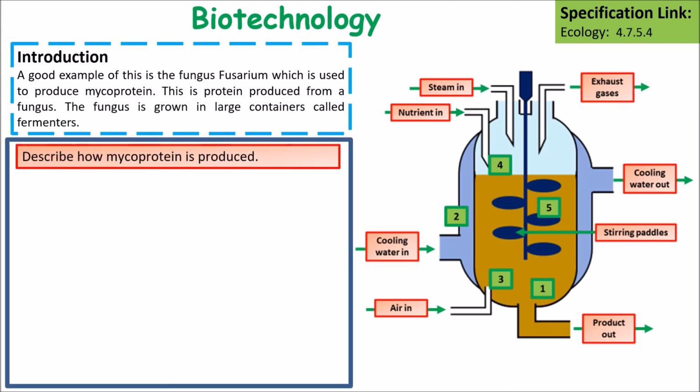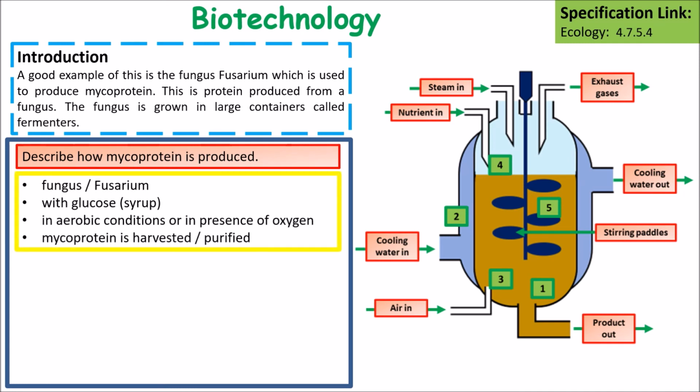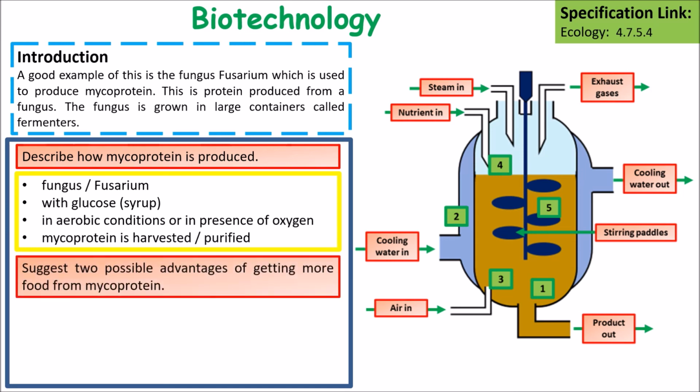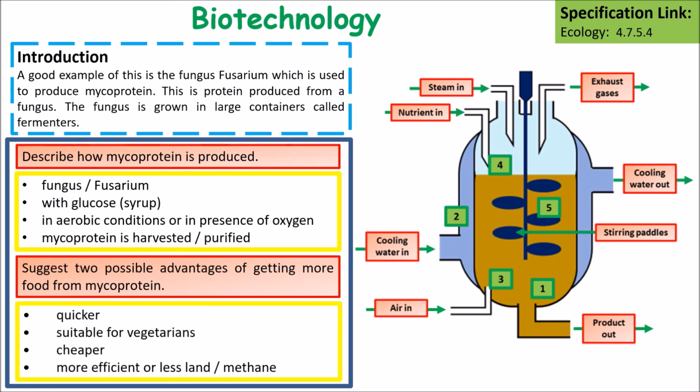If you're describing how microprotein is produced, the important thing is to say that we're using a fungus, we add glucose syrup to it, and we grow it using oxygen, so it's in aerobic conditions, and then the microprotein can be processed and harvested. Two possible advantages: it's quicker, it's suitable for vegetarians, it's cheaper, and it's more efficient than using land.